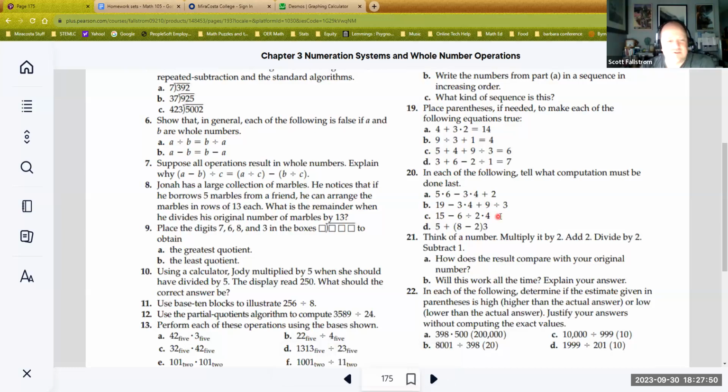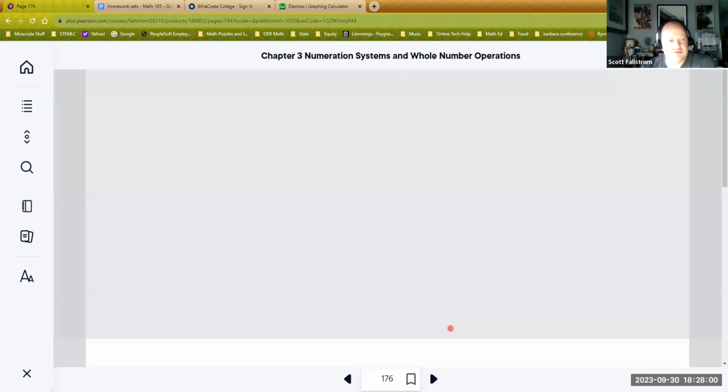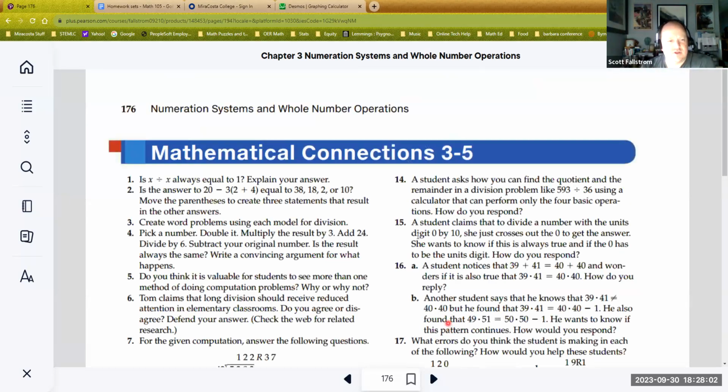Let's see here. What computation must be done last? That's fine. Yeah, for the most part, I feel like these are pretty reasonable questions. I went through the part A, so I'll do math connections in my next one. All right. That's it for now. Off you go.